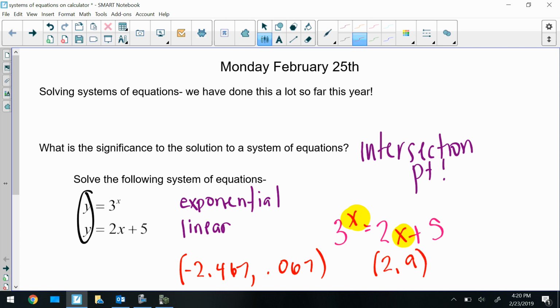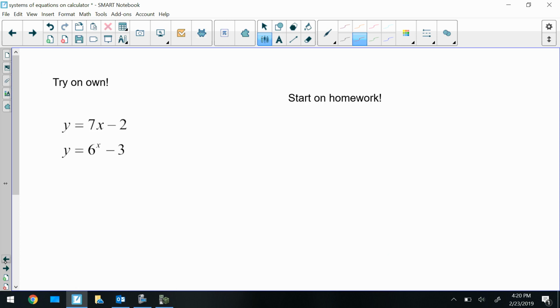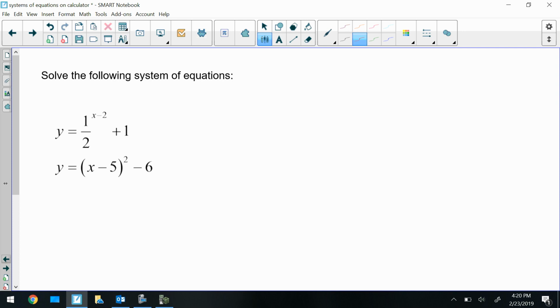So there are no algebra steps that you have to include, but you still have to understand that you're finding an intersection point, and we're going to use our calculator to do so. So you're going to get to be experts with your calculators. I'm going to do one more example so you can see how to do this. We'll use the one that I have here. It's a little bit more complicated.